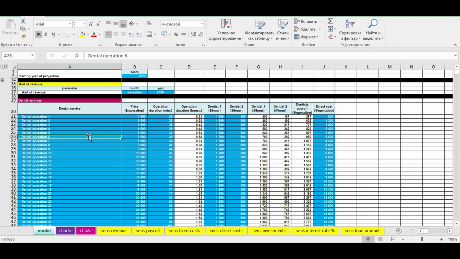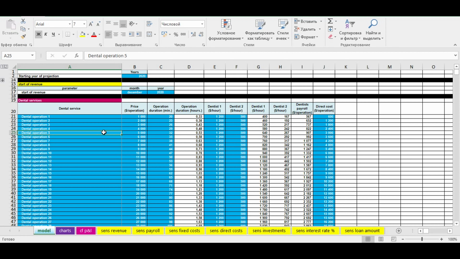In this model, all inputs are colored in blue. Other cells are automatic. First of all, you enter the year when all your financial projections start. Then you enter the month and year when you get the first revenue. Now you have to create a credible revenue-generating algorithm.